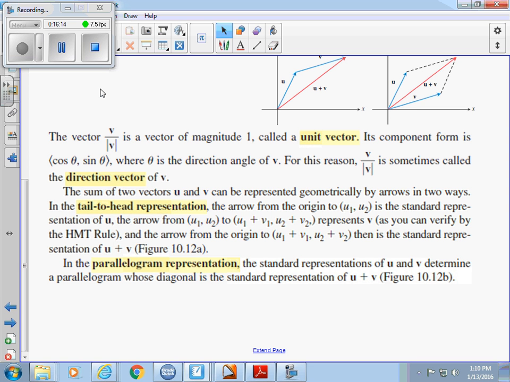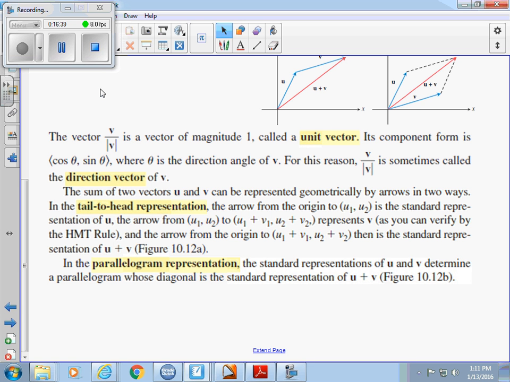Okay, sum of two vectors. The sum of two vectors is often called the resultant vector. I don't see it written there, but it's often called the resultant vector. There are two ways to draw a resultant vector. They are the exact same thing, but one is called the head-to-tail method, and one is called the parallelogram method. Which one do you use in physics? Both? Okay.